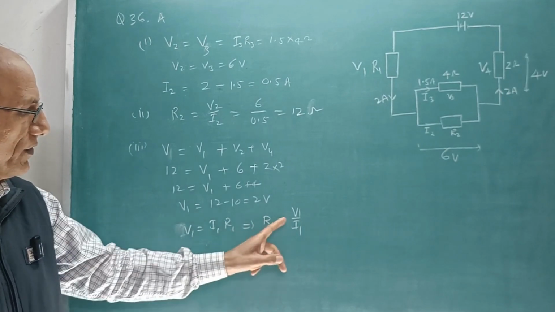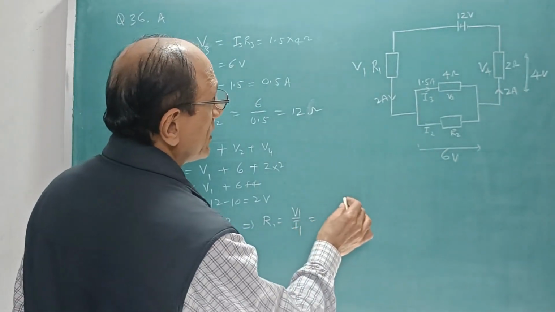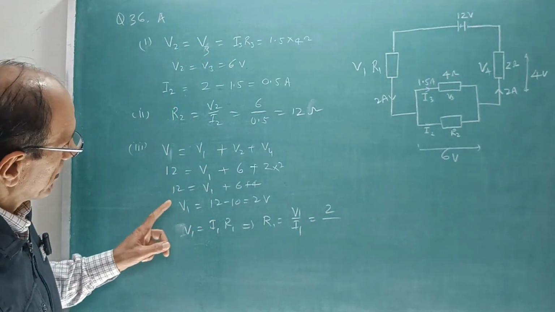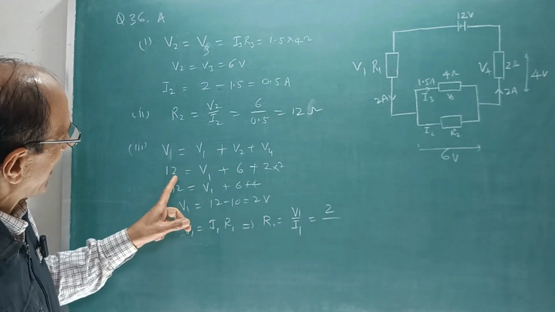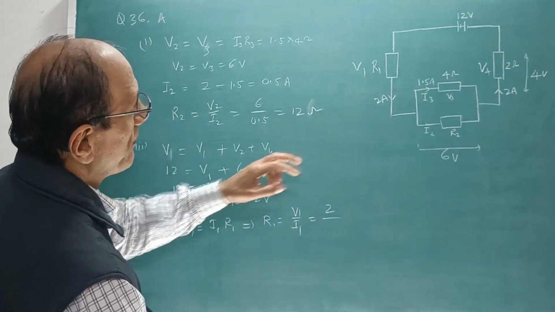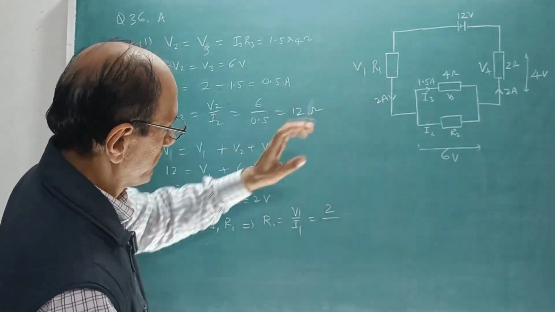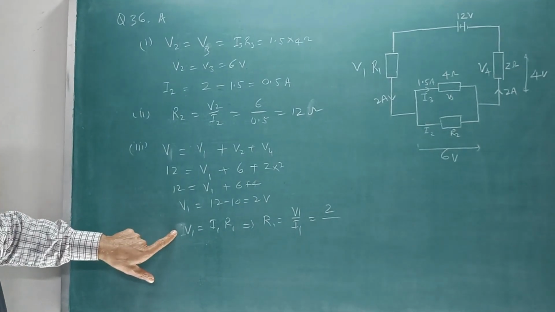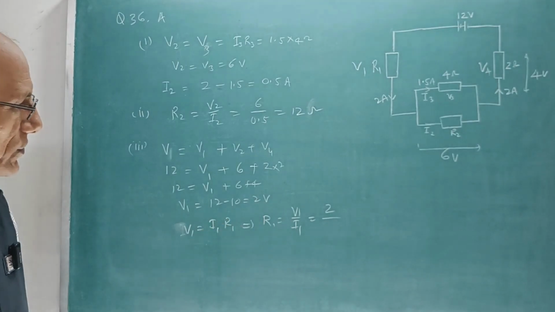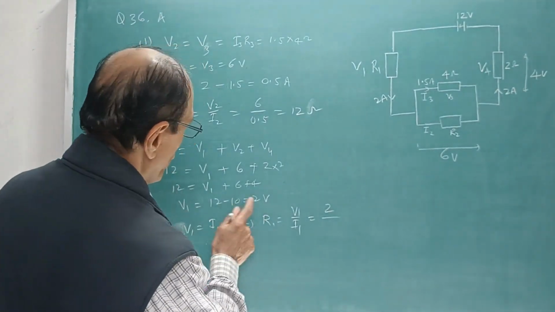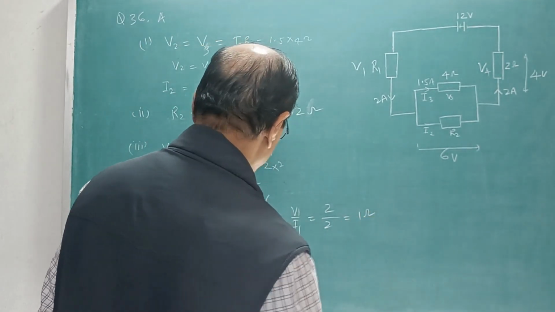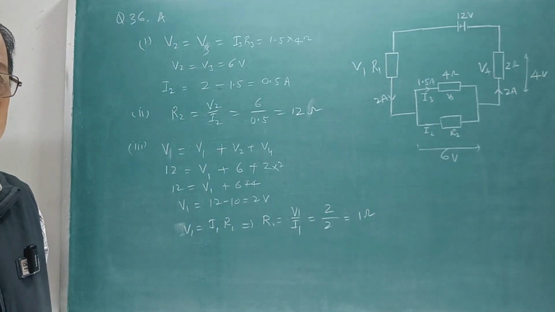So that means R1 is equal to V1 upon I1, and V1 we have just calculated as 2 volt. R1 we have to find. I1 is 2 ampere here. V1 is equal to I1 R1, so R1 is equal to V1 by I1. V1 is 2 volt and I1 is 2, so that is 1 ohm. So this R1 is 1 ohm.